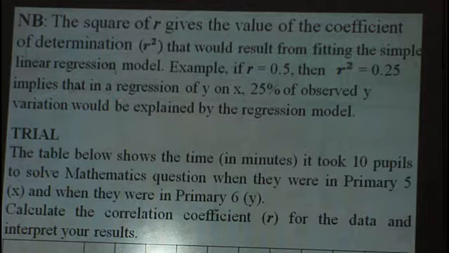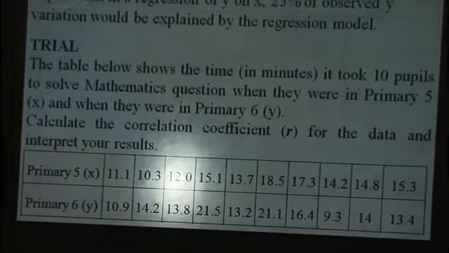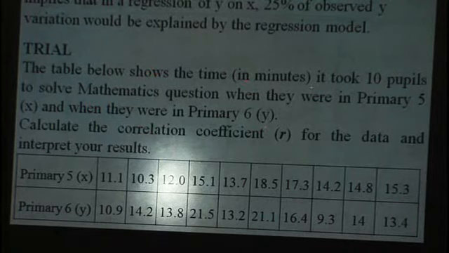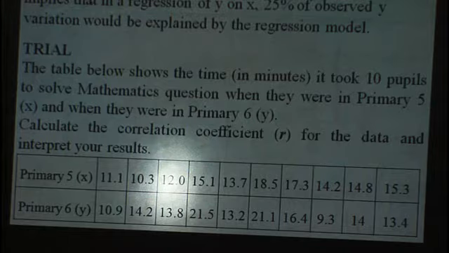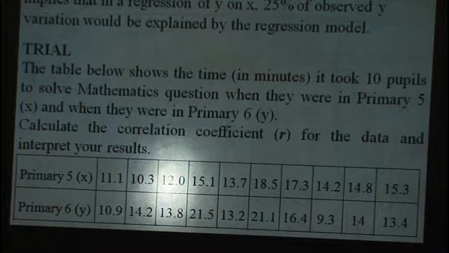I want you to go and try this example as given in the table below. And I read. The table below shows the time in minutes it took 10 pupils to solve mathematics questions when they were in primary 5 and when they were in primary 6. Calculate the correlation coefficient r for the data and interpret your results.